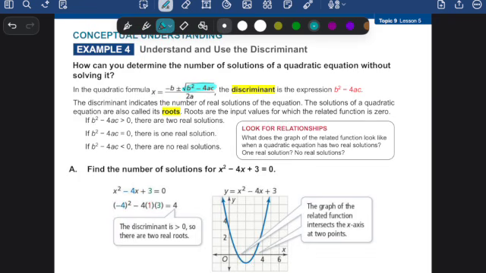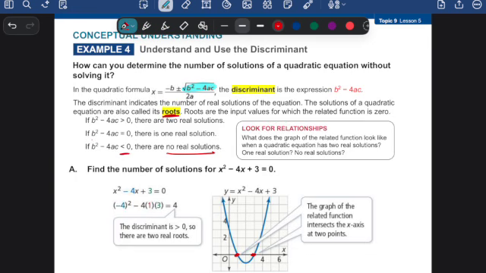So another new word is roots. It's another word for the zeros of our quadratic equations. Roots are the input values for which the related function is equal to 0. So it's just another word for the zeros of the equation, the roots. So these points are called the x-intercepts, the roots, or the zeros, okay, or the solutions to a quadratic equation. But it's important to remember, if our discriminant, or the expression underneath the radical, is negative, if it's less than 0, then we don't have any real solutions, because you can't take the square root of a negative number. Okay?